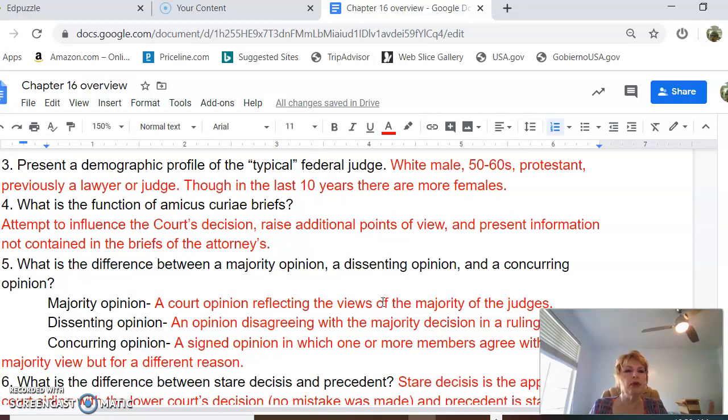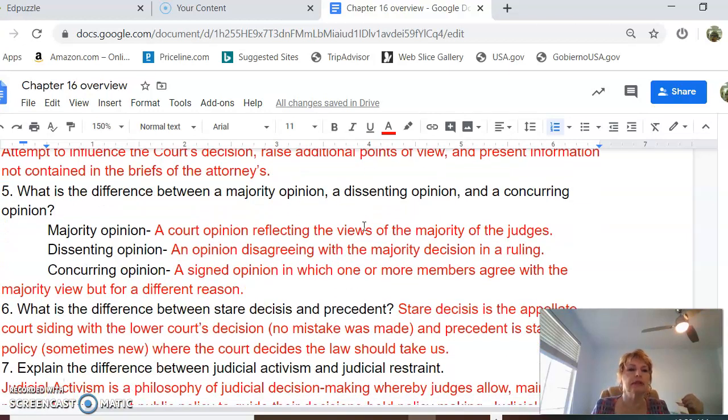Present a demographic view of the typical federal judge. So usually white male, 50s to 60s, Protestant, previously a lower judge, though in the last 10 years there have been more females, and we have had one African American, just one, and 2 Hispanic judges. So what is the function of Amicus Curiae briefs? Attempt to influence the court's decision, raise additional points of view, and present information not contained in the briefs of the attorneys. So a different point of view on the same case.